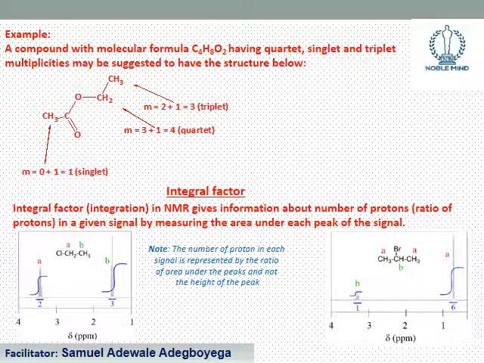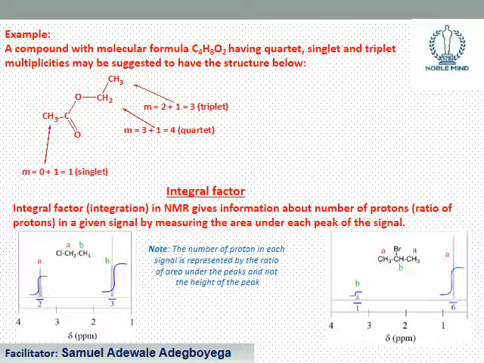Okay, let's see a particular compound here and check what we are saying. Example: we have a compound with a molecular formula C4H8O. We just know the molecular formula, and we were informed that it has quartet, singlet, triplet multiplicities. Let's suggest how the structure could look like. Singlet, triplet, and quartet.